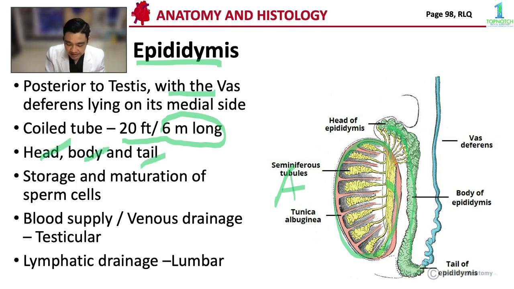The purpose of the epididymis is, of course, to collect the sperm that is being produced by the testes. The testis is composed by a lot of seminiferous tubules, okay? Coiled yan, eventually draining into the head of the epididymis, where there is sperm storage and maturation. The blood supply of your epididymis is your testicular artery and the drainage is veins, and it will drain to your lumbar vessels.